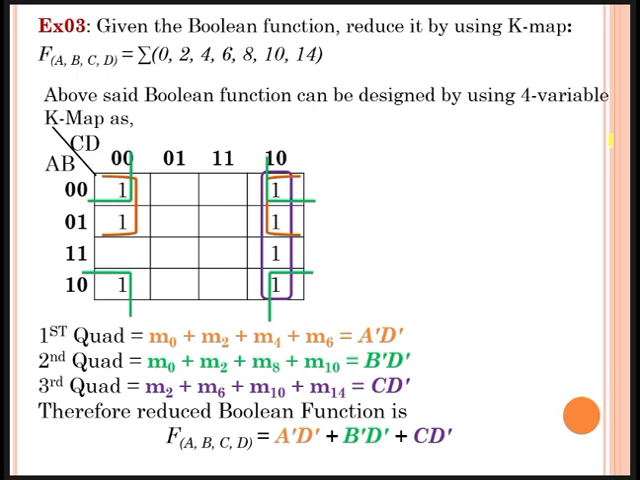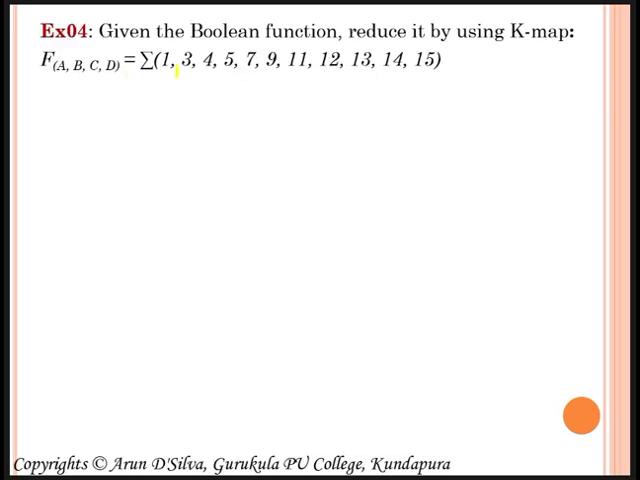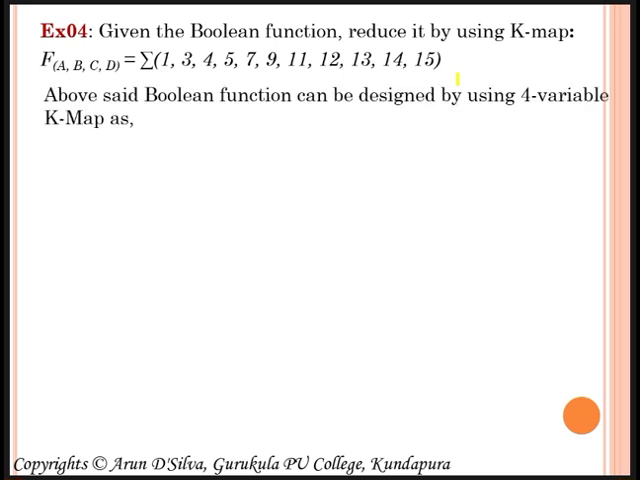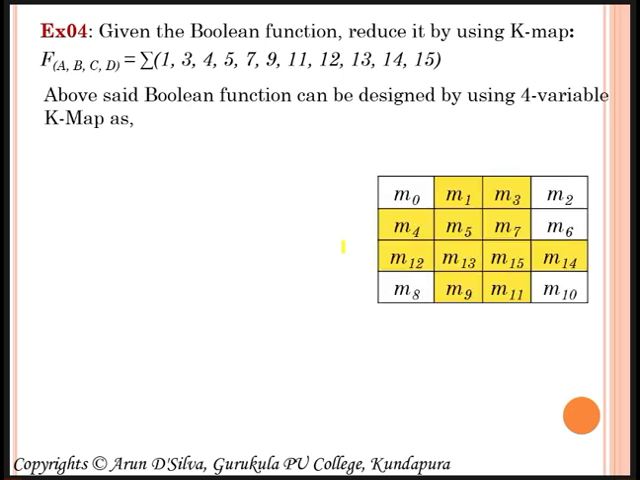Moving on to the next example. Given the Boolean function, reduce it by using K-map. F of a b c d equal to summation of 1, 3, 4, 5, 7, 9, 11, 12, 13, 14, 15. Now the above said Boolean function can be designed by using a 4 variable K-map as, just giving you a hint here, M1, M3, M4, M5, M7, M9, M11, M12, M13, M14, M15 are highlighted. So these places only logical ones come, rest places are not there.